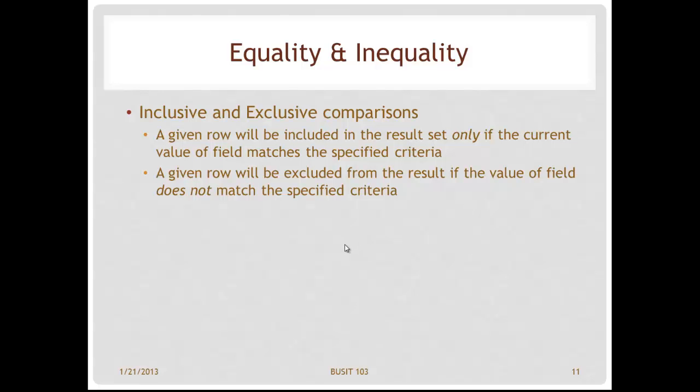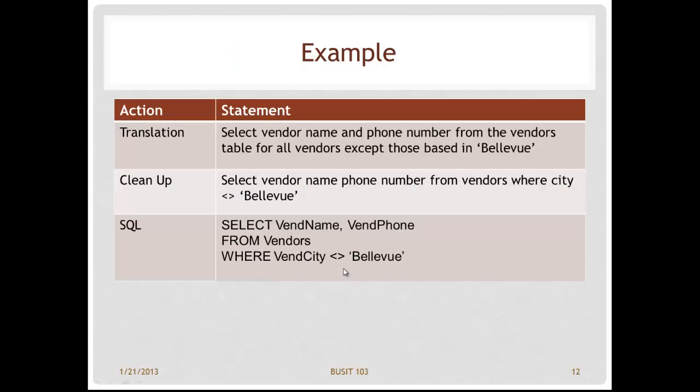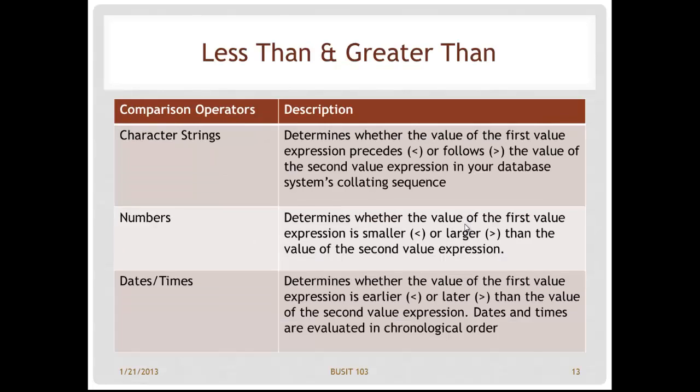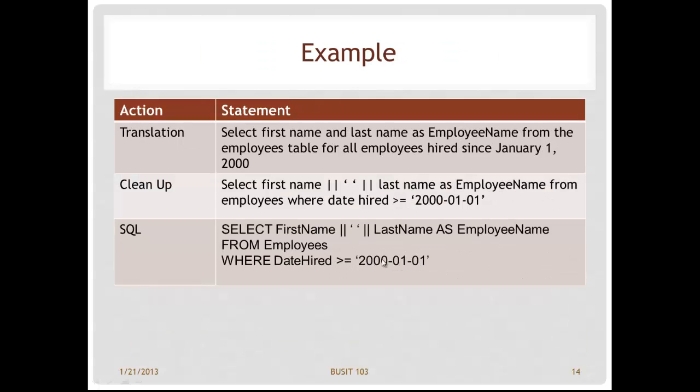So these are things we're going to be dealing with: the equal, not equal, not. Here's an example. We have show me all of the vendors, and I want vendor name, vendor phone, where the vendor city is not equal to Bellevue. Less than, greater than. I've already given you a couple tips on that one. And note the dates, the way that the dates are set up, and we're going to see this when we're working in our database, that they're year and then month and then day.